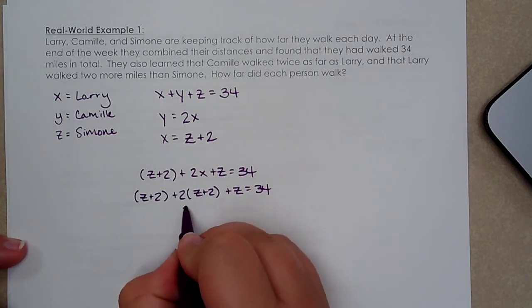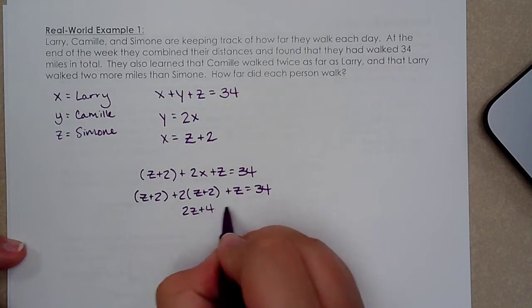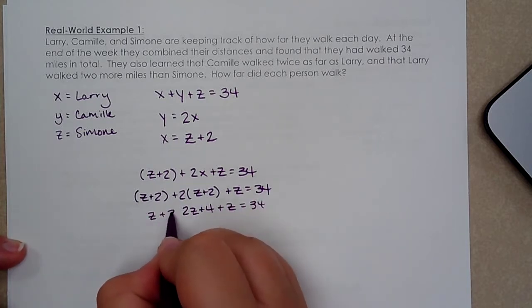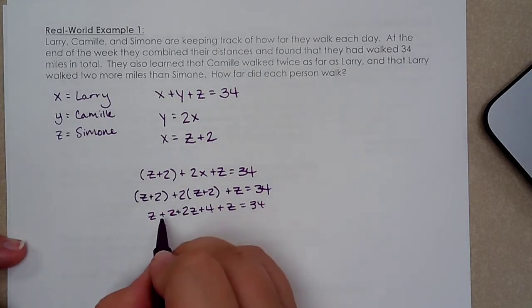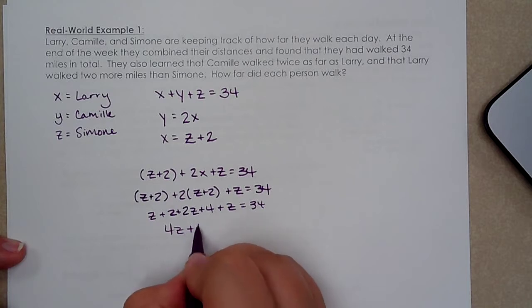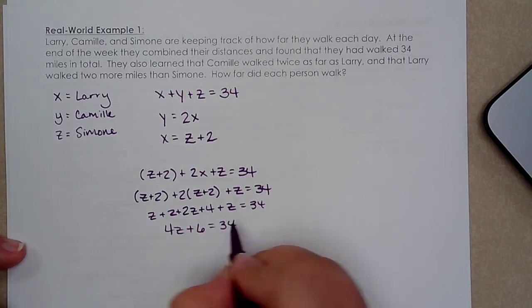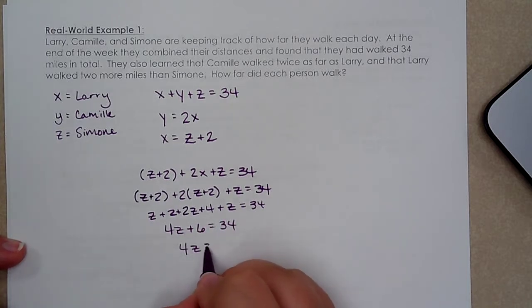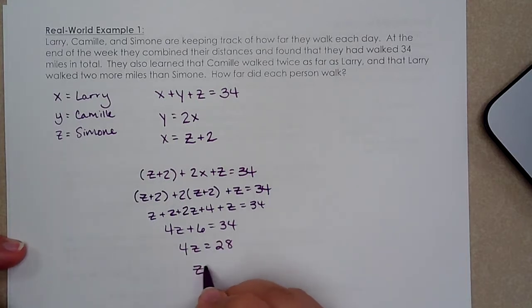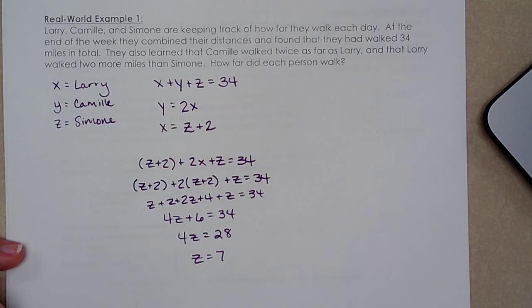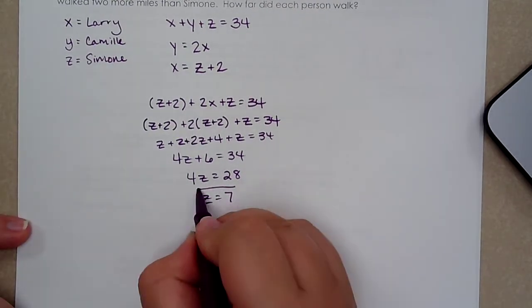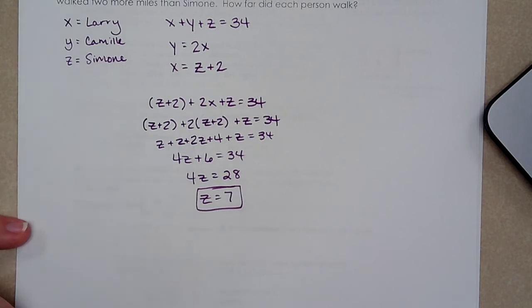We have 2Z plus 4 plus Z, and then Z plus 2. So now when we simplify, we have 4Z plus 6 equals 34. Simplify down to 4Z equals 28, and I find that Z equals 7. Now, just using that substitution, I've already got one variable, and I didn't have to do any elimination.